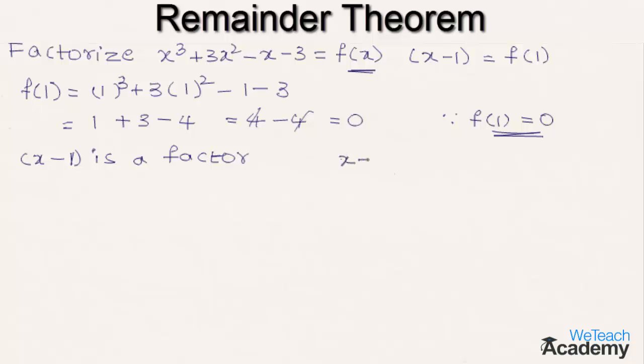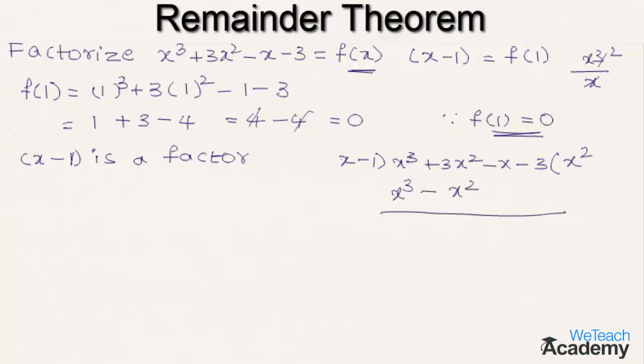So we have x minus 1 as the divisor, and the dividend is x cube plus 3x square minus x minus 3. The first term of the dividend is x cube and the first term of the divisor is x. By dividing x cube by x, we cancel x in the denominator and x square remains. This is the first term of the quotient. Now let us multiply x square with the divisor x minus 1. x square into x is x cube, and x square into minus 1 is minus x square.